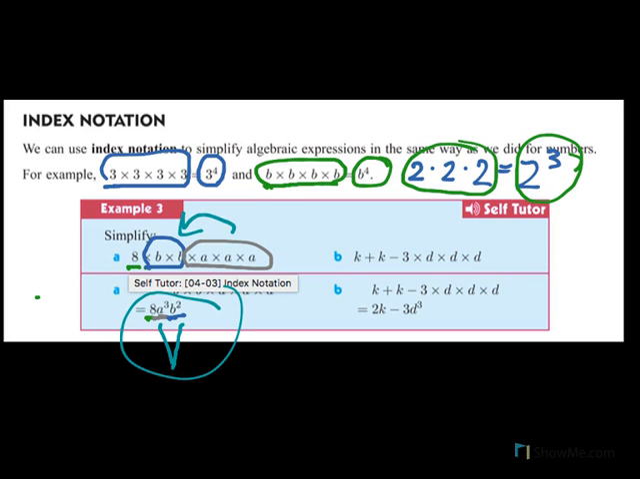Here on the other side, we have 2 K's, and we're adding them. Then we're subtracting a 3, and then we're multiplying 3 D's. So now we have 2K, and we have our little subtraction sign right here, and our 3, and then we have D to the power of 3.